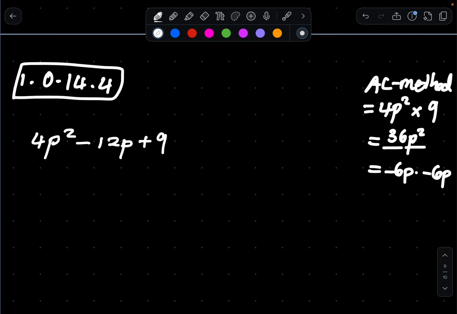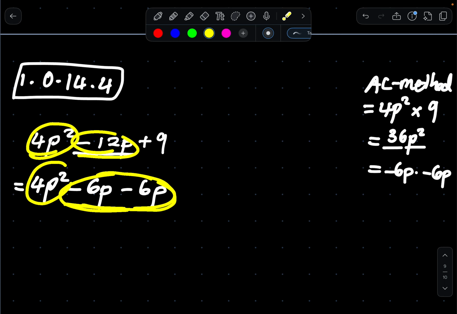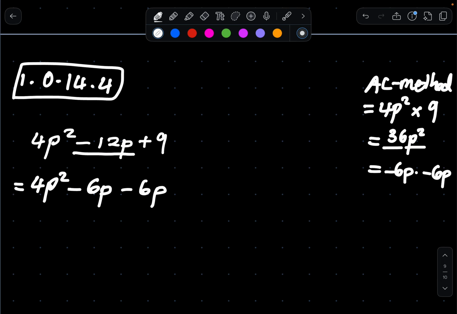Now you're going to come back here and rewrite this. You have 4p squared, and then you replace the middle term with those factors. It's minus 6p minus 6p. Please note that this is still this. It's just that we wrote it in another form. Then we need to add plus 9. So you can agree with me that we haven't changed the meaning, ladies and gents. Okay, good. So now let's group them.